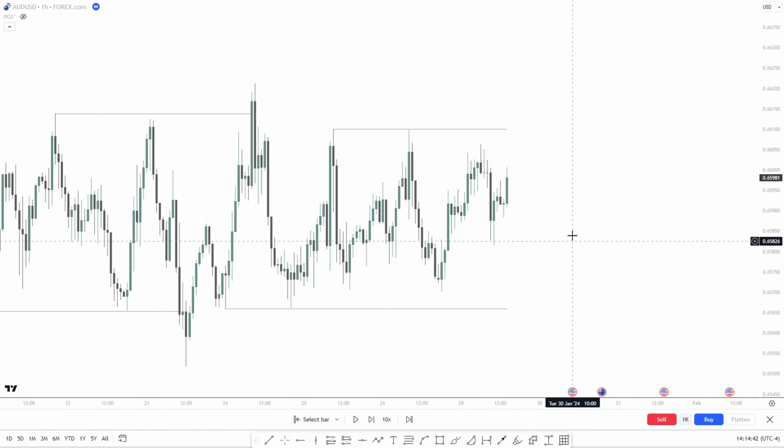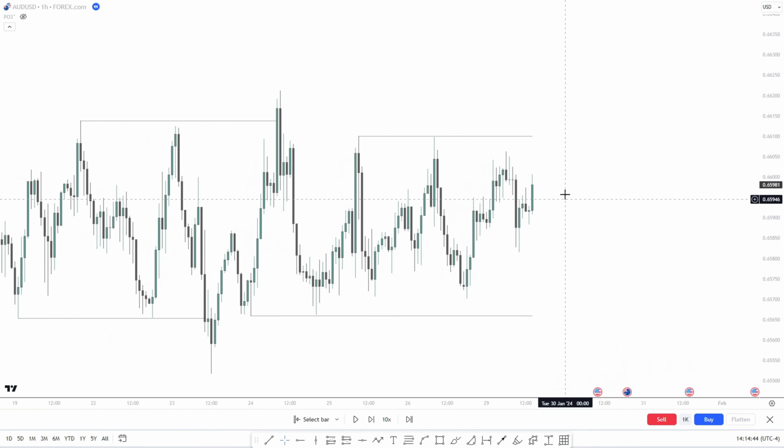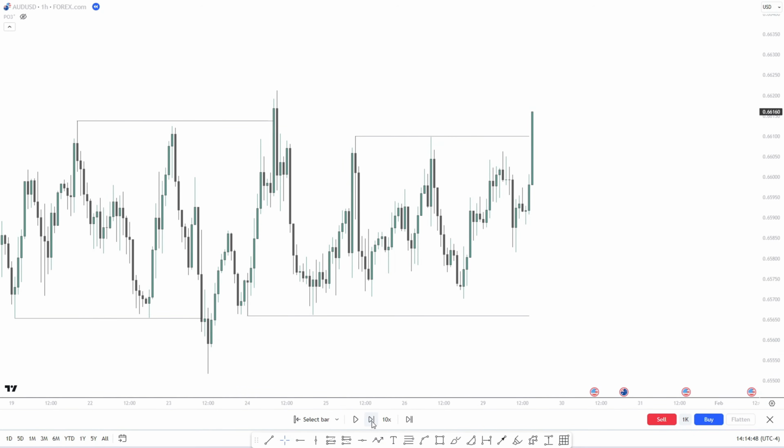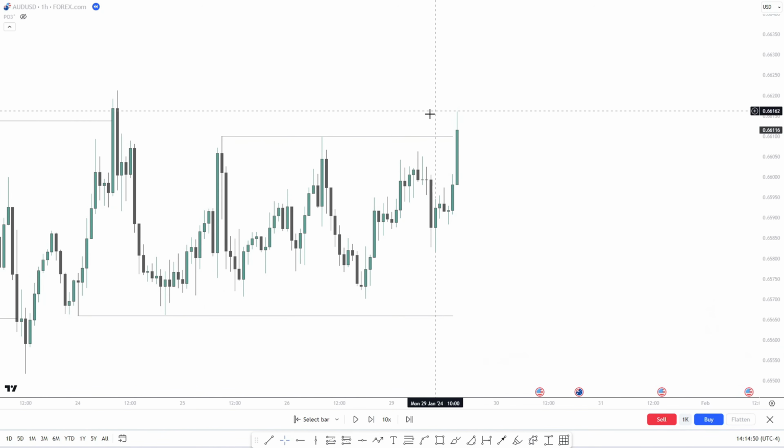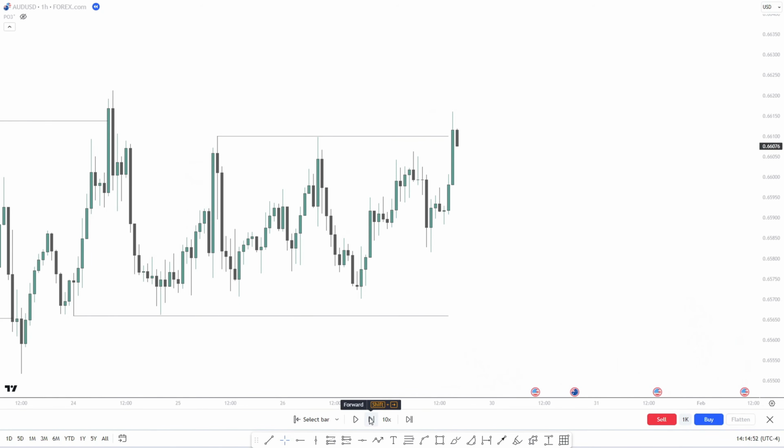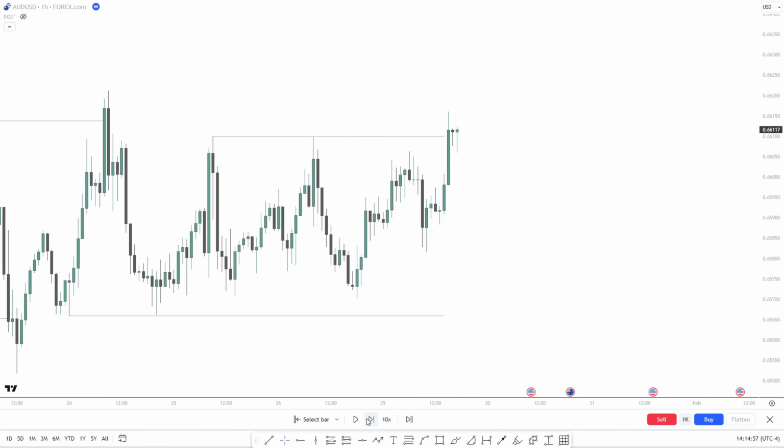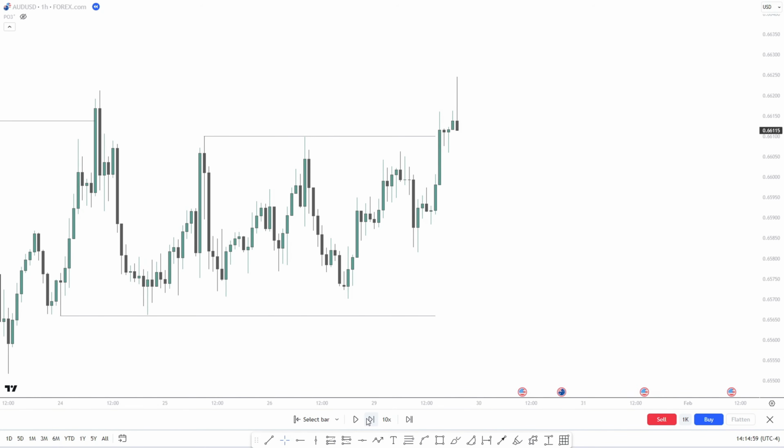So that's actually confirmation. Now we are looking for a raid on either side of the market. Whichever way it happens, we are just gonna counter trade that. So we have a raid on the buy side. Now we are looking for a close back, no close back, no close back. Price is going up.